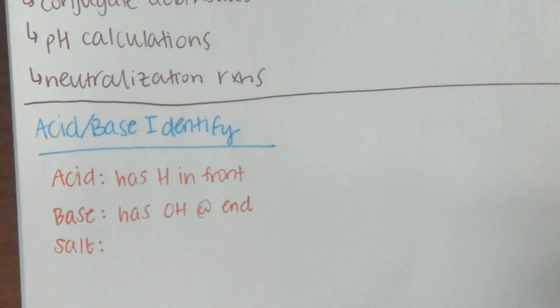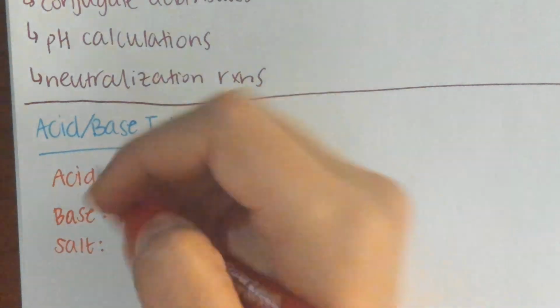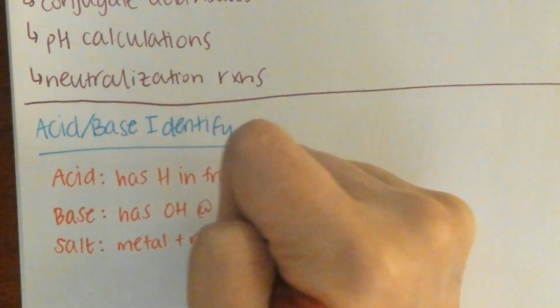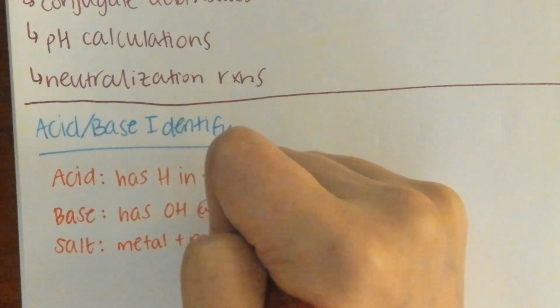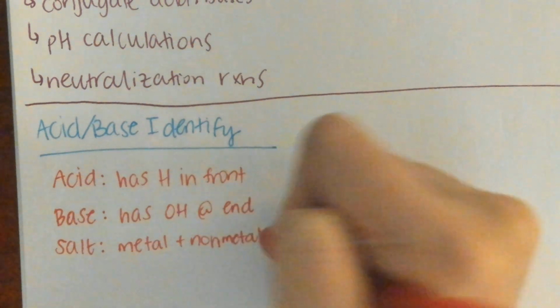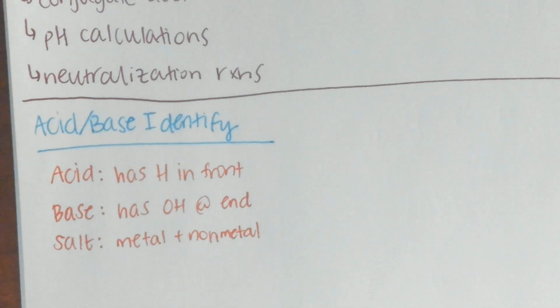How do you know if something is a salt? If it doesn't have any of these things, basically. So it's metal and non-metal. That makes it a salt. So NaCl, NaBr, CaF, whatever it is, metal and non-metal. If it doesn't have hydrogen, if it doesn't have OH, it is a salt.